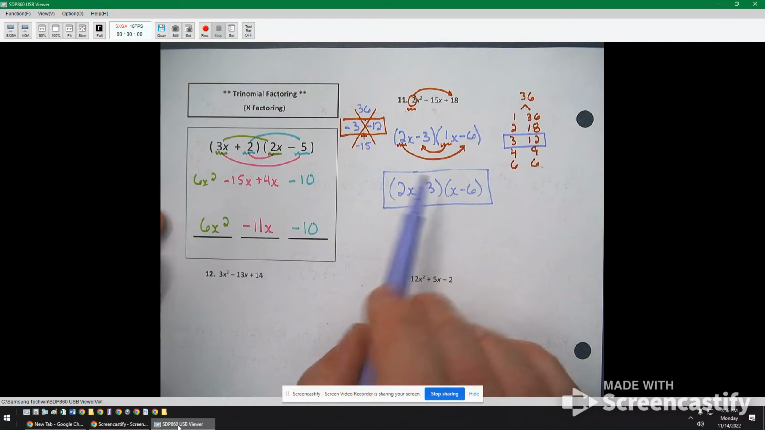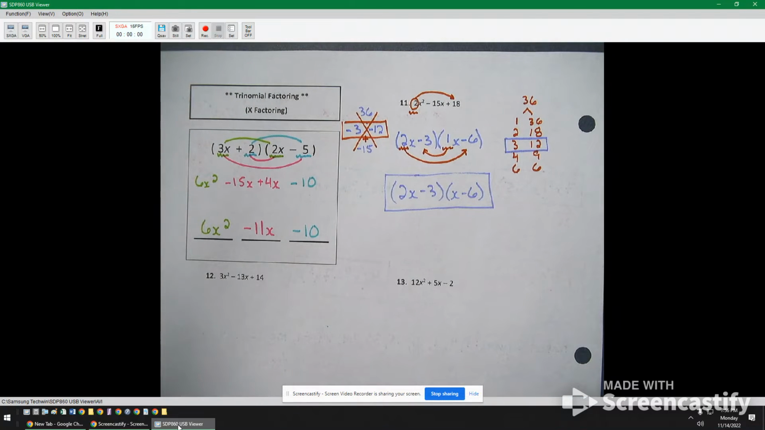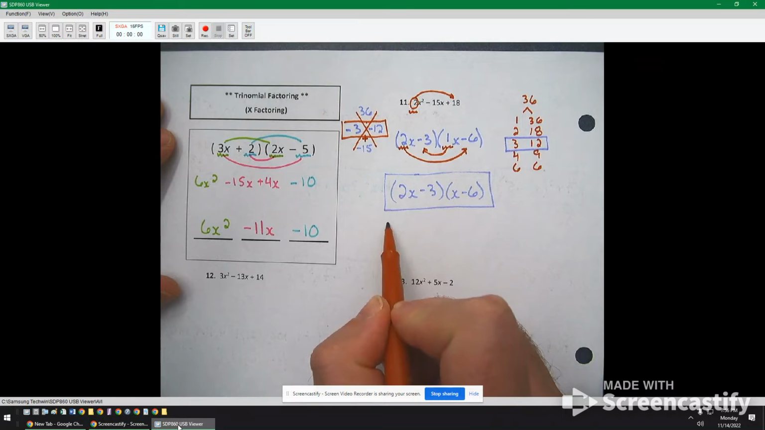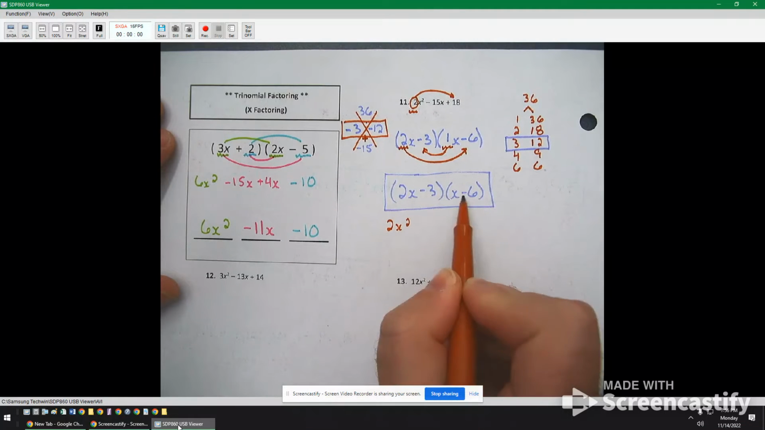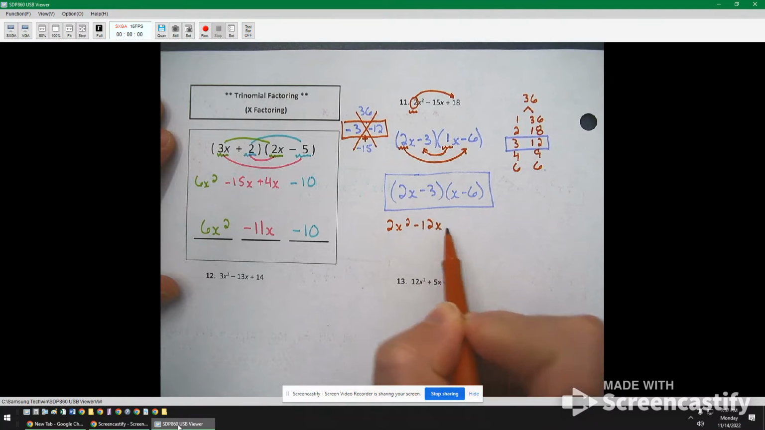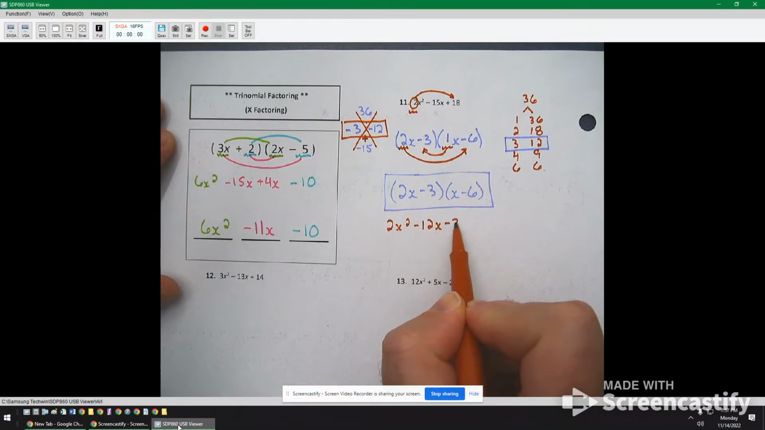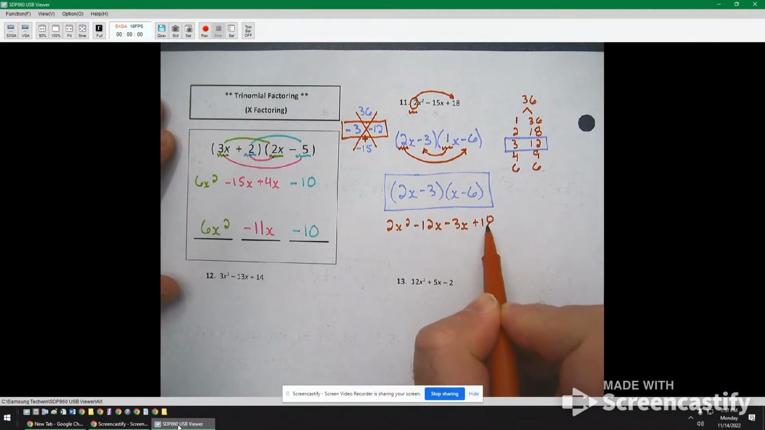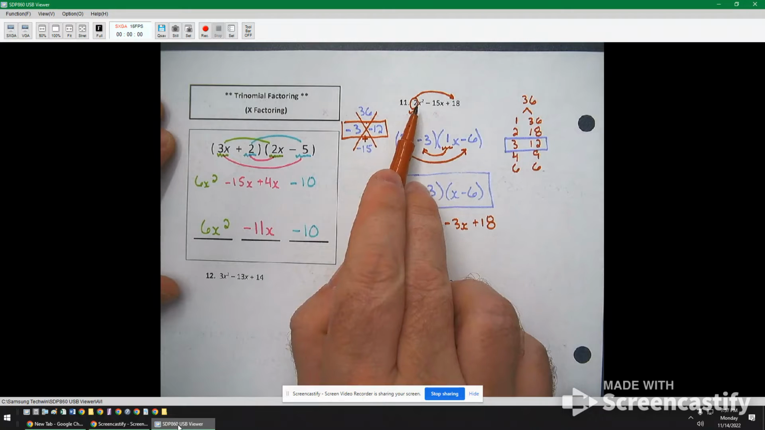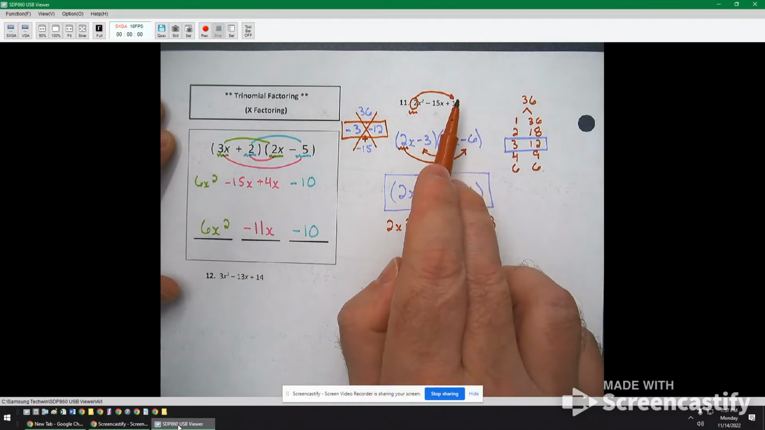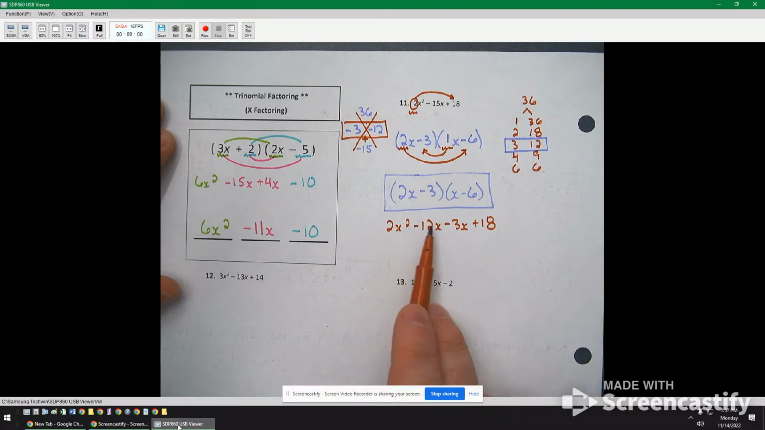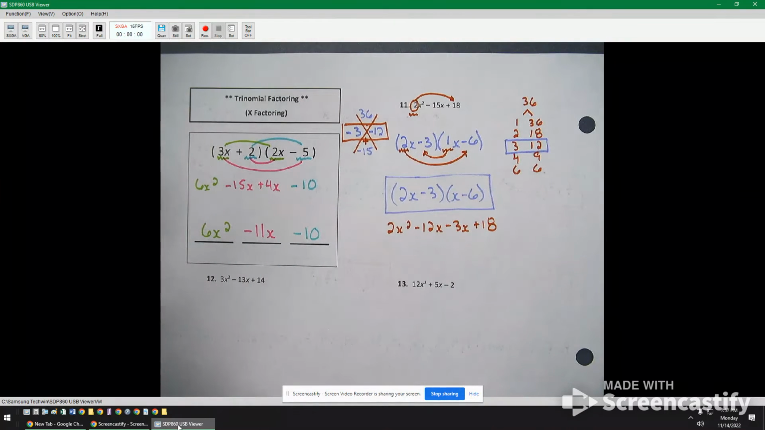Now, just to show you that this works, if you want to double check things, you can distribute and see if you get what you had before. 2x times x is 2x squared. 2x times negative 6 is negative 12x. Negative 3 times x is negative 3x. Negative 3 times negative 6 is positive 18. I've got my 2x squared. I've got my 18. And then in the middle, just like we built it over here, minus 12 minus 3 makes my negative 15. Subtract 15. Whatever you want to say.